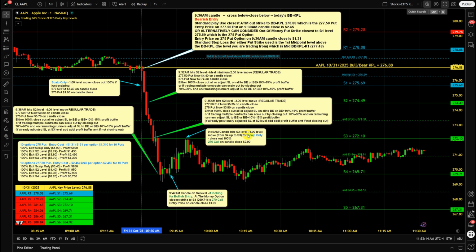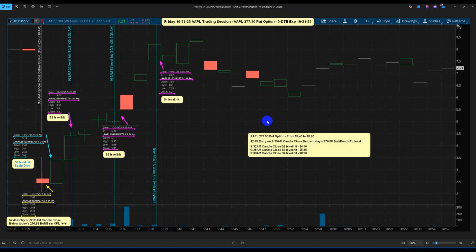Okay, so what we're going to do now is we're just going to take a quick look at the Thinkorswim option charts for these two puts and the one call. Okay, so first we're going to take a look at the 277.50 put option. Remember, that was the at the money on the initial 9:30 close below the bull bear KPL. That was the standard play at the money.